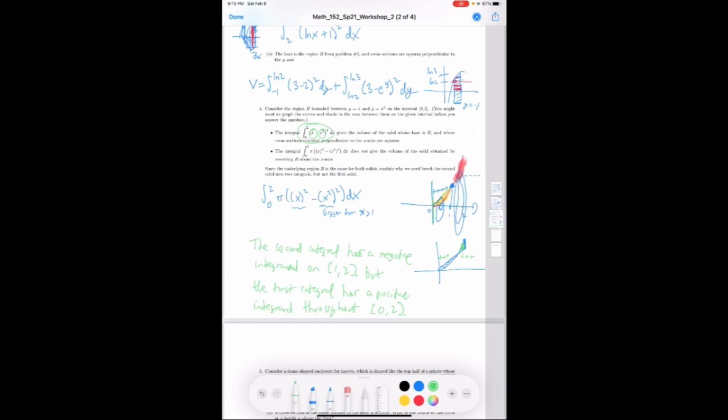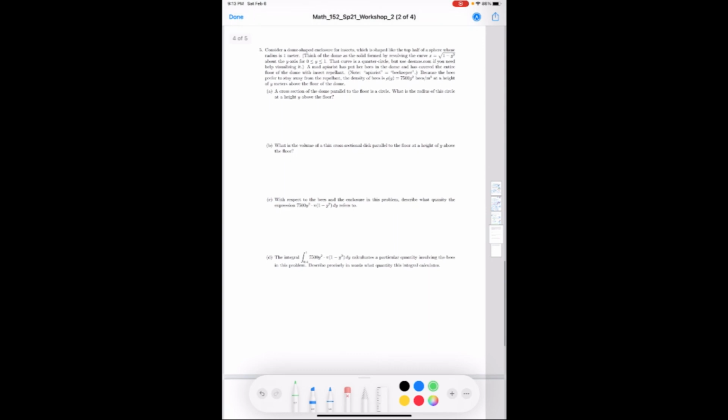If you still think there's such a thing as a negative area or a negative volume, because integrals can be negative, go back to the very first video where I explain the difference between an integral and the area that you can compute with an integral. Okay, now let's go back.